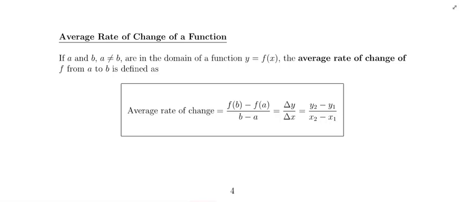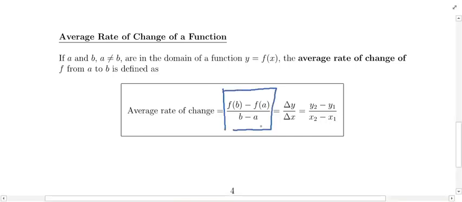It says if A and B, where A and B are not equal, are in the domain of a function y equals f of x, the average rate of change of f from A to B is defined as f of B minus f of A all over B minus A. All right, so here's the definition that I have read to you. And you can see there's two other variations of the formula, which I will talk about as we go along.